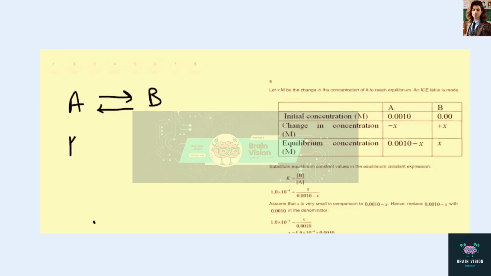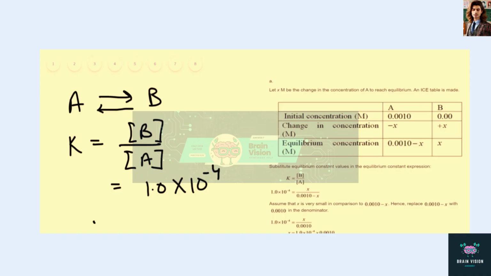The equilibrium constant expression for any reaction can be represented as A inversely proportional to B, where the equilibrium constant is the concentration of product divided by the concentration of reactant, equal to 1.0 × 10^-4. These are the basic values.